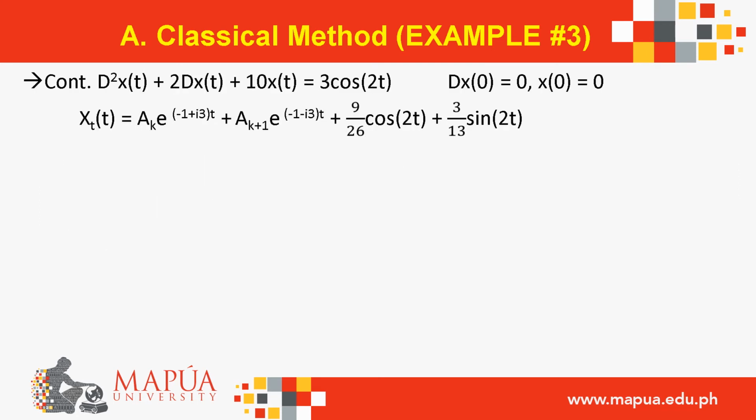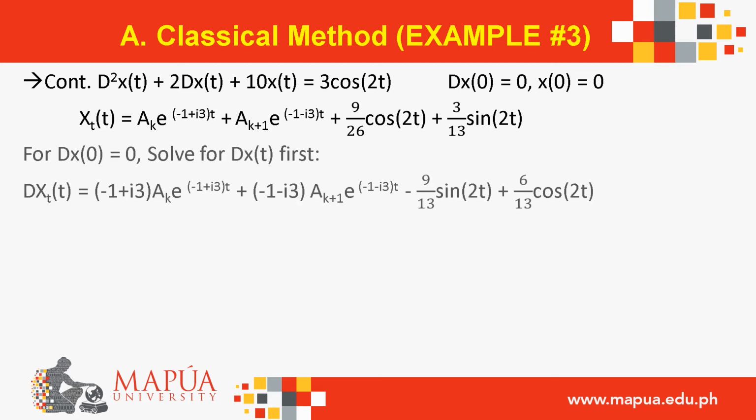On the other hand, using the first derivative of the equation and the initial condition x prime of 0 is equal to 0, we will get the first derivative of the final equation that we have obtained. Applying differentiation, the value will be equal to (negative 1 plus 3i) multiplied by a sub k e raised to (negative 1 plus 3i) multiplied by t plus (negative 1 minus 3i) multiplied by a sub k plus 1 e raised to (negative 1 minus 3i) multiplied by t minus 9 over 13 sine 2t plus 6 over 13 cosine 2t.